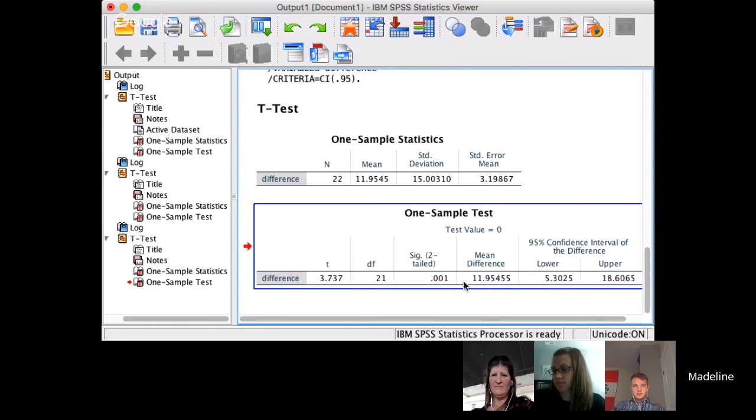Question 10. What is the p-value? Round to 3 decimal places. 0.001. We had much argument over that one, much discussion, didn't we? Wait, did you say 0.0001 or just 0.001? One zero is the third decimal. Okay.